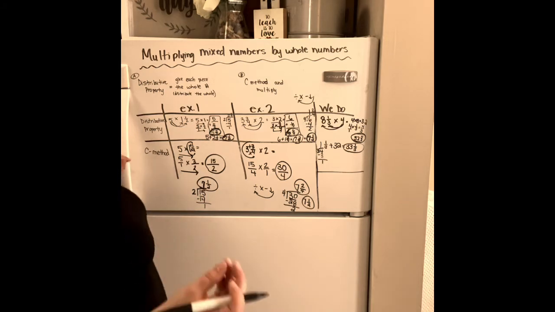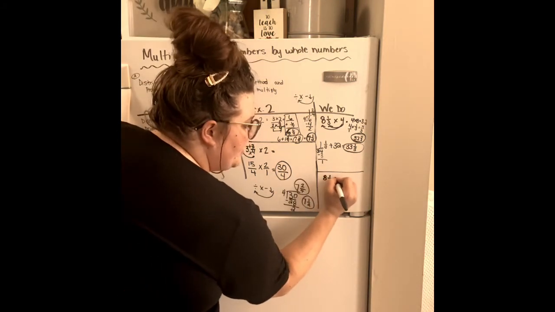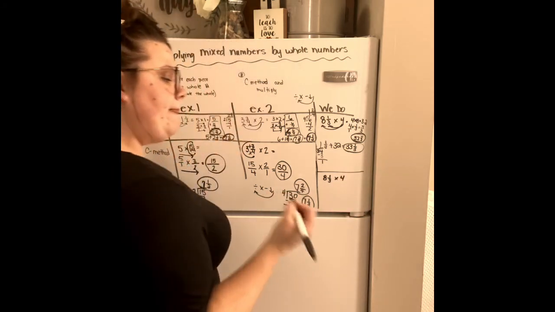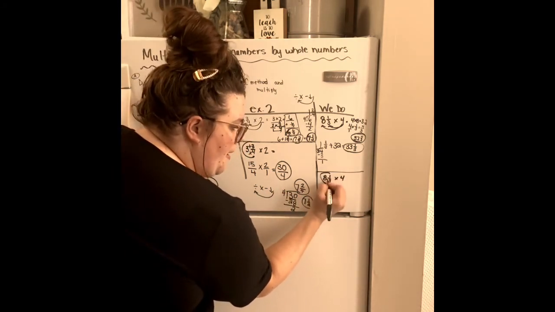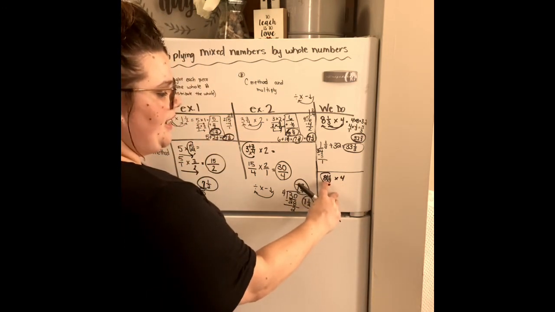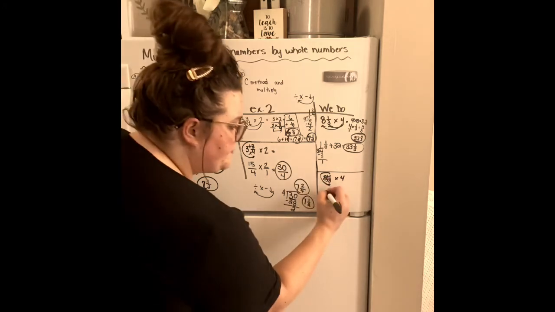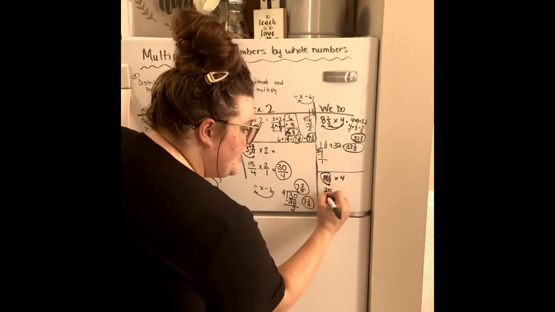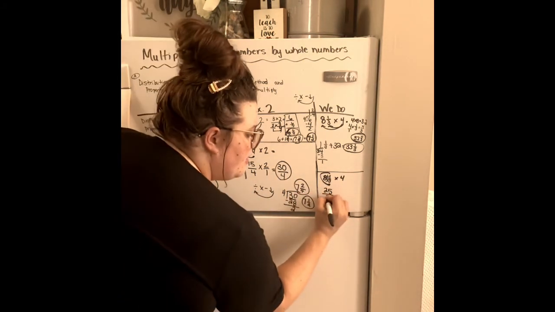Let's take a look at the C method though. Same problem, 8 1/3 times 4. The C method says I start at the denominator, circle round, multiply, then add. 3 times 8 is 24, plus 1 is 25. Keep that denominator because we still want it in thirds.